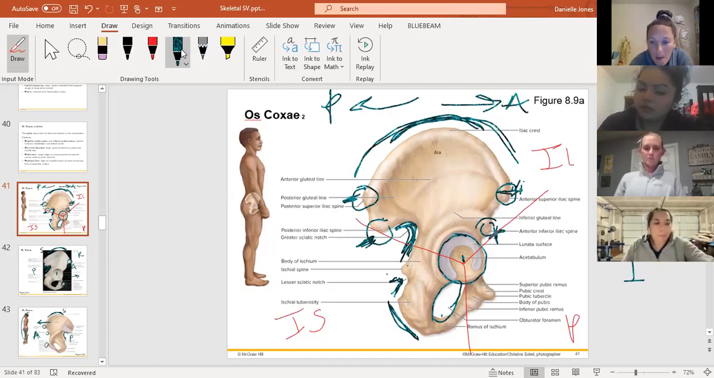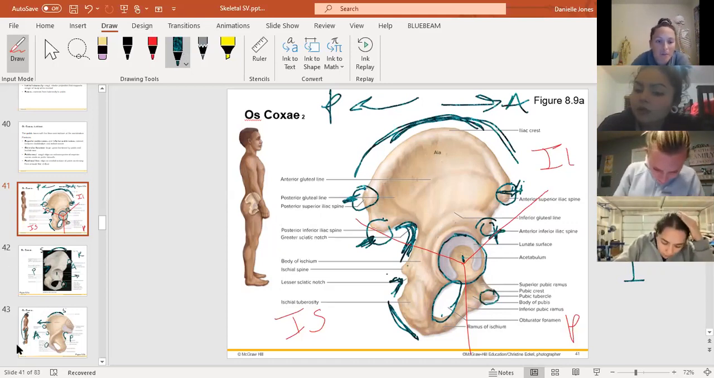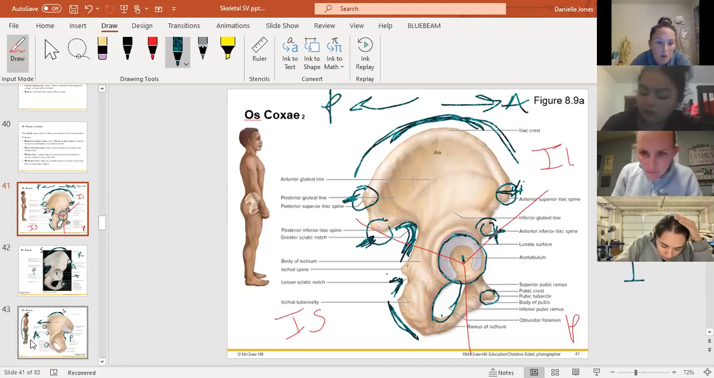Last thing is going to be technically on the side of this right here. This is a pubic tubercle, but when we have the two articulating together, it's the pubic symphysis. Pubic symphysis.